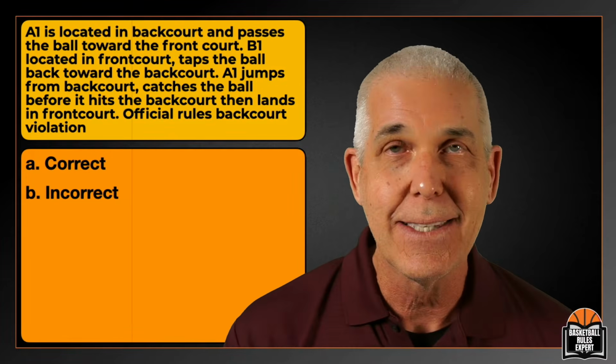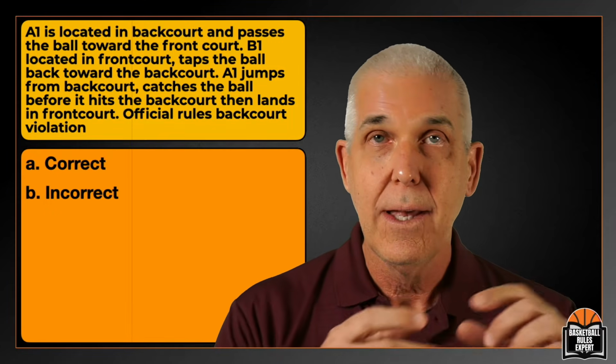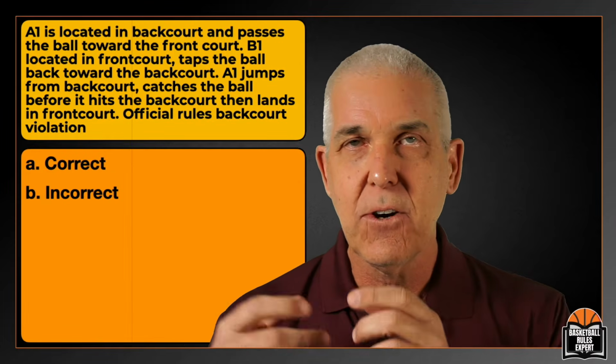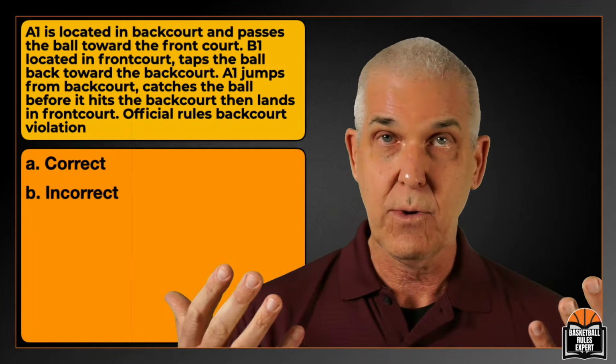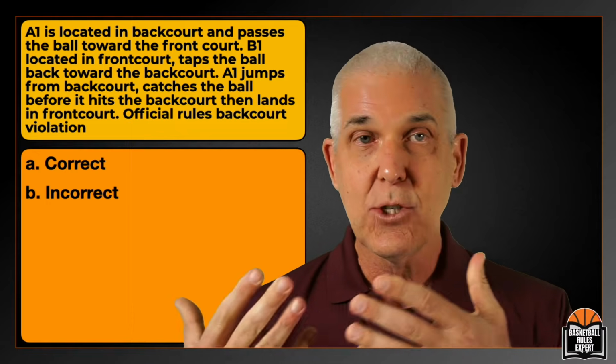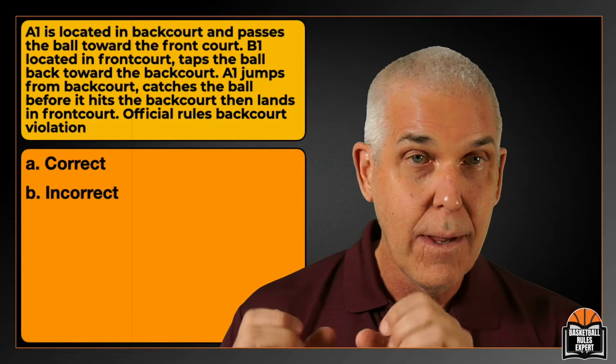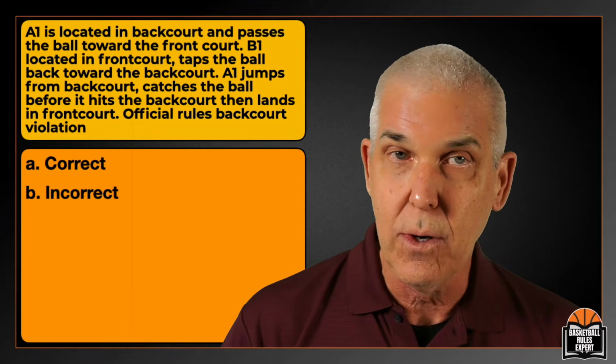We need 3 elements always to have a backcourt violation. Team control on the court, last to touch in the front court, first to touch in the backcourt. If those 3 conditions are met, we have a backcourt violation by rule. In this situation, A1 is located in the backcourt. We have team control on the court, passes the ball toward the front court.